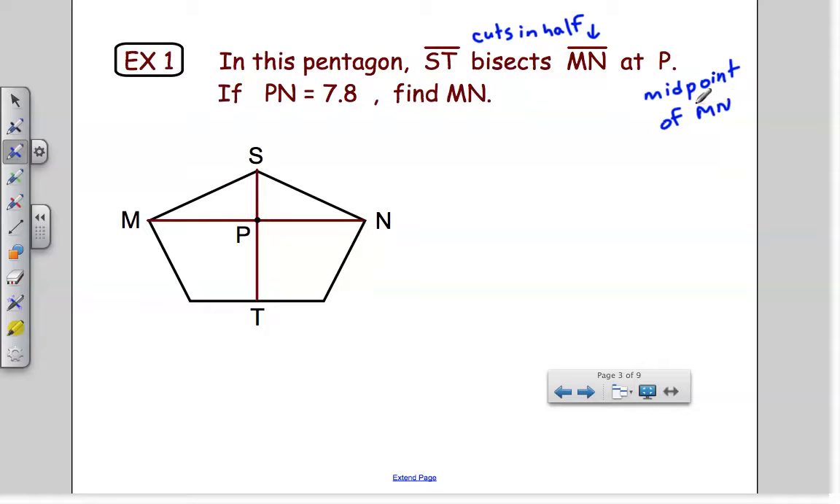Now it's the midpoint of MN because this is the thing that was bisected. Is P the midpoint of ST? I don't know that. ST was the one that does the cutting in half. It cut in half M to N.